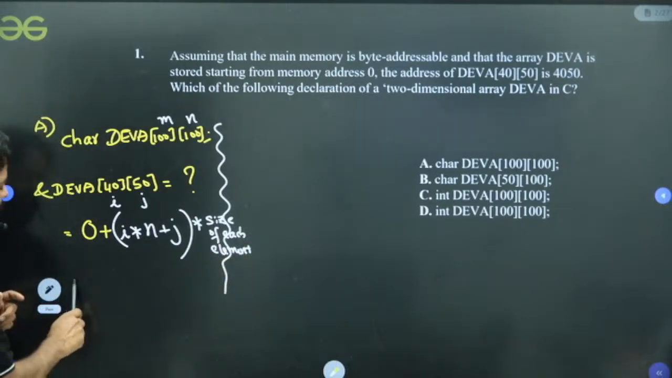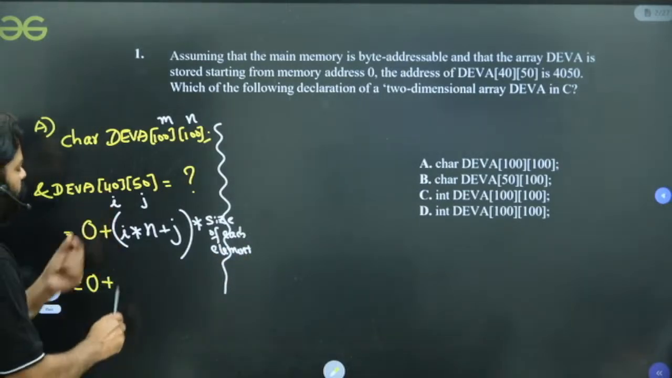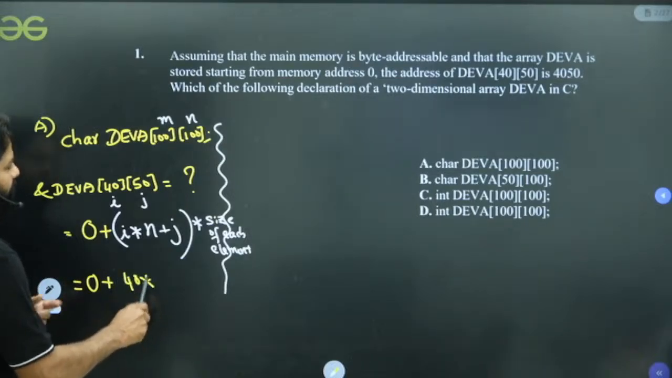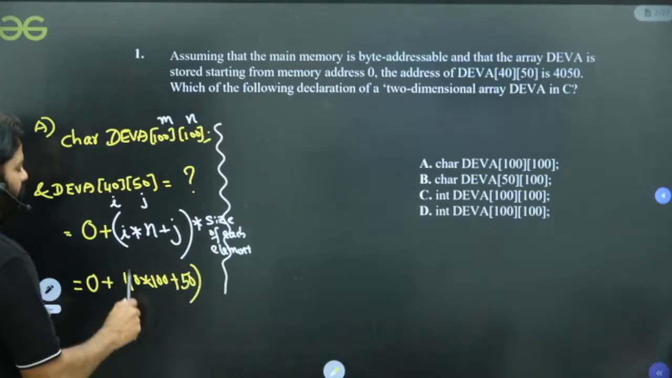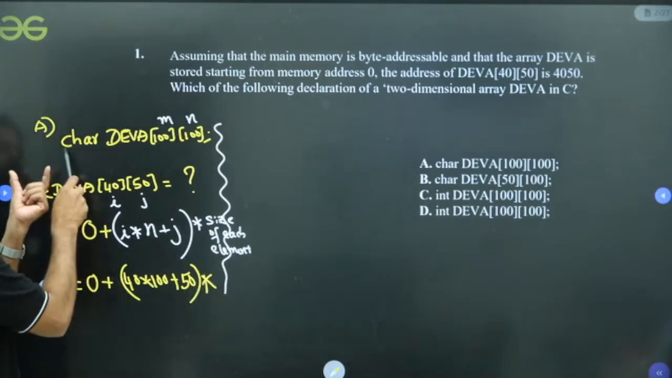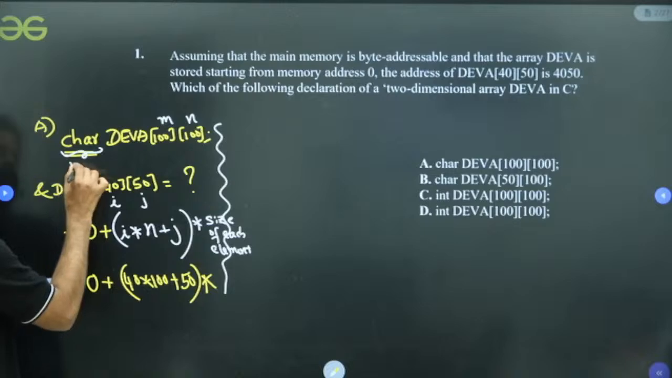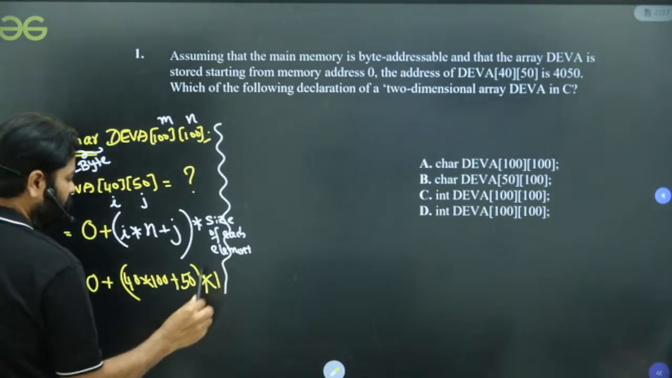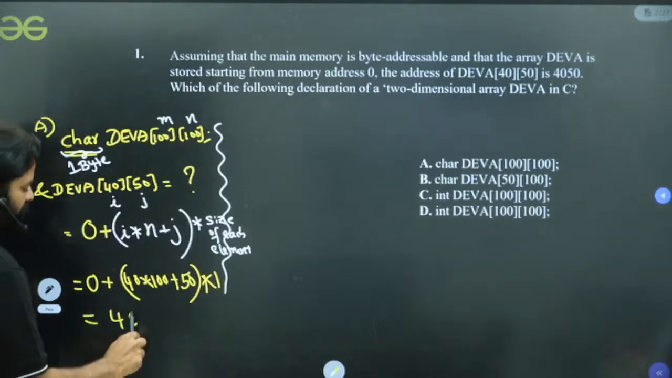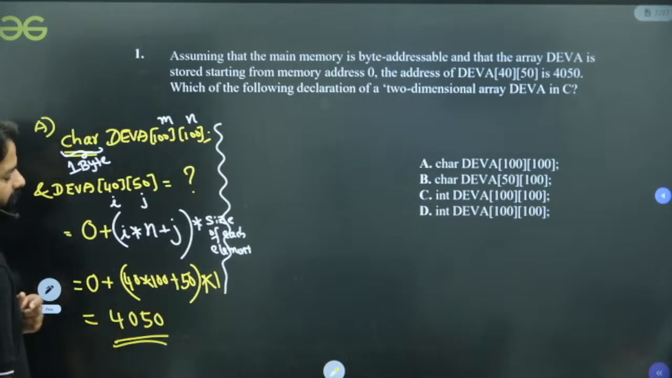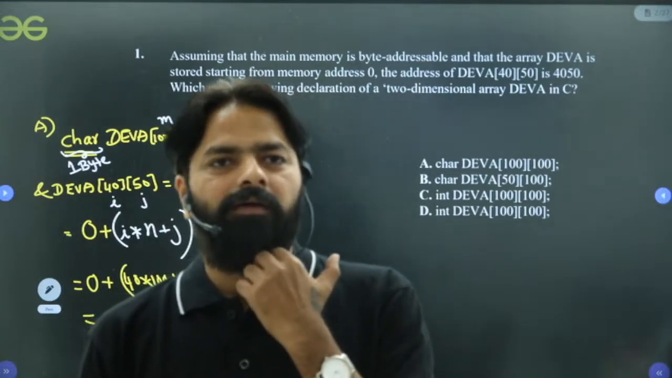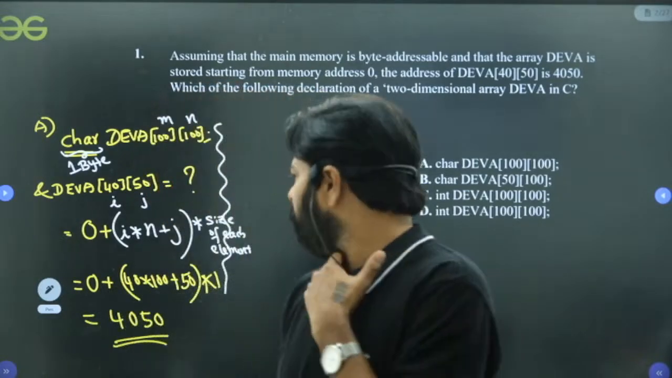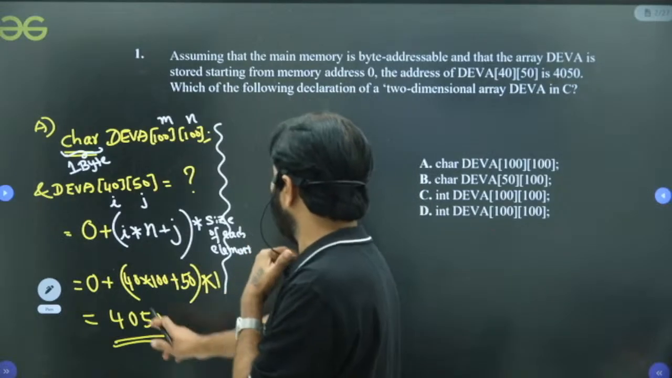Now apply and see: 0 plus i, which is 40, multiplied with n, which is 100, plus 50, and multiplied with char size, which is 1, right? It is 1 byte. So which is equal to definitely 4050. But 2050, no, right? 40 into 100 plus 50.